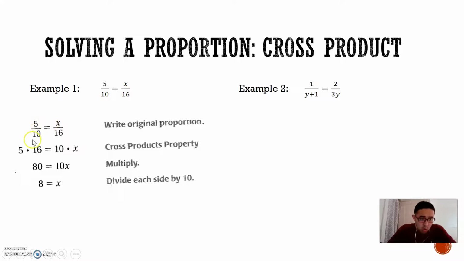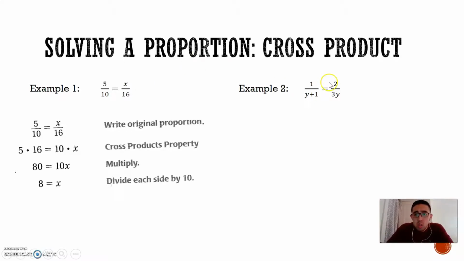So here, what we do is we take 5 times 16 is equal to 10 times x. Numerator times the denominator, denominator times numerator, and we set them equal to each other because they're equal according to the cross product property. When we multiply them, what I get is 80 is equal to 10x. When I divide both sides by 10, I get 8 is equal to x, and bada bing, bada boom, I have my value for x. Okay?